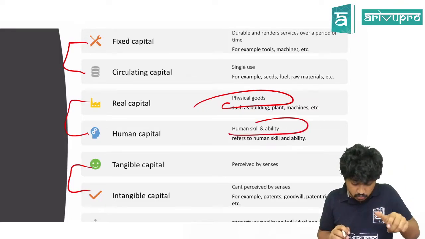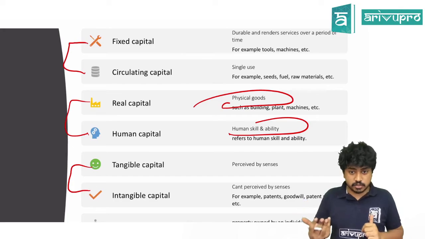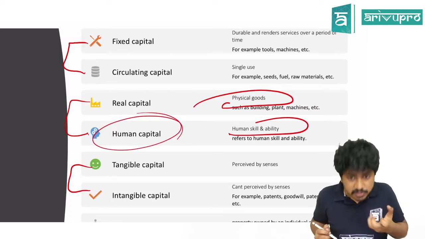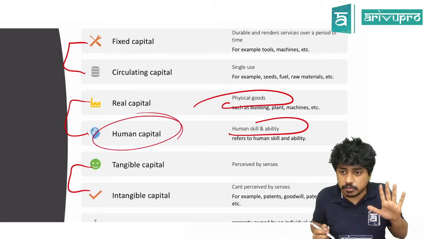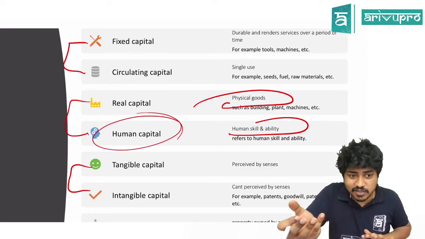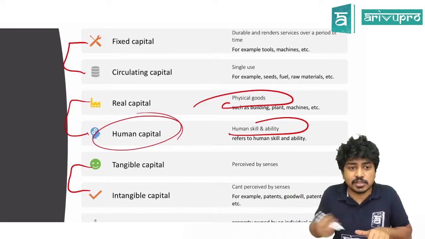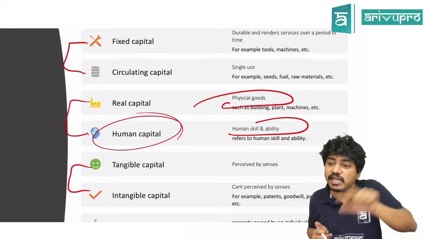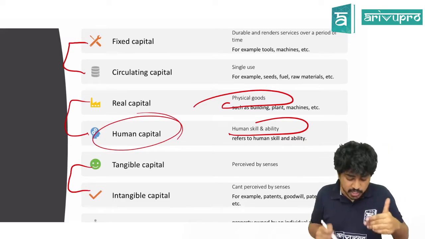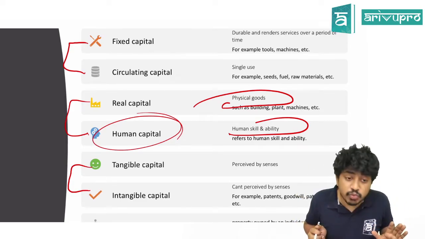Okay. Human capital means your ability. For me, I have the intelligence of economics. That is my skill. I have teaching skills. This is my capital. We classify it as human capital. Skill is also a capital. Know-how, let's say I know how to teach this concept, that is also a capital and will come under human capital. This is not physical. This is human skill and ability. Are we clear? So anything which is physical comes under real capital. Anything which is human ability comes under human capital.